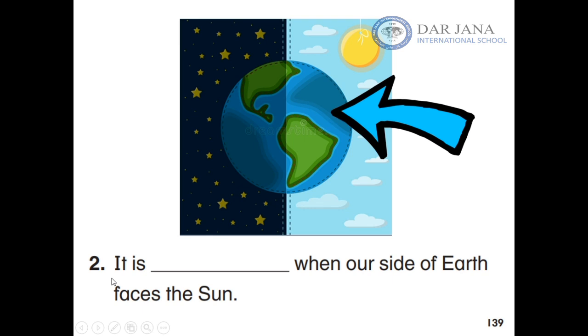Number 2. It is what when our side of earth faces the sun. So look at the picture. He's saying that our side of the earth is facing toward the sun. So this side is facing toward the sun. So it is day when our side of earth faces toward the sun.